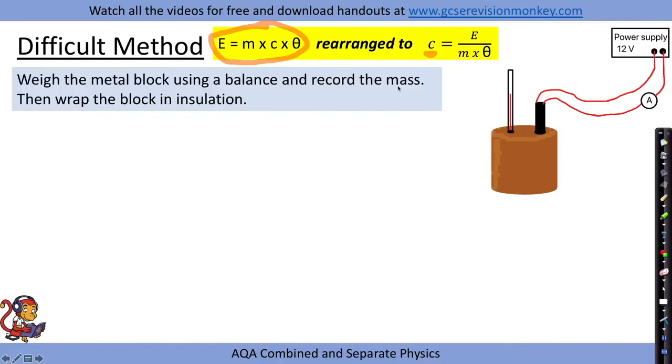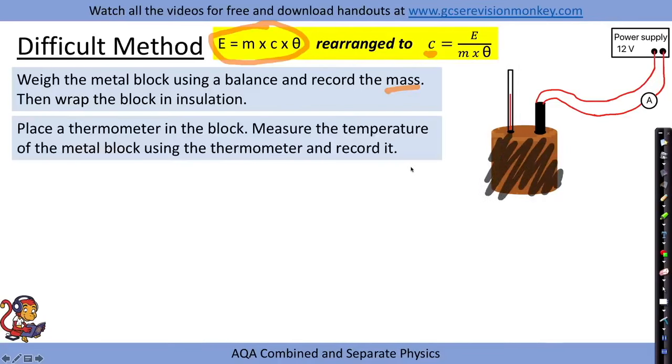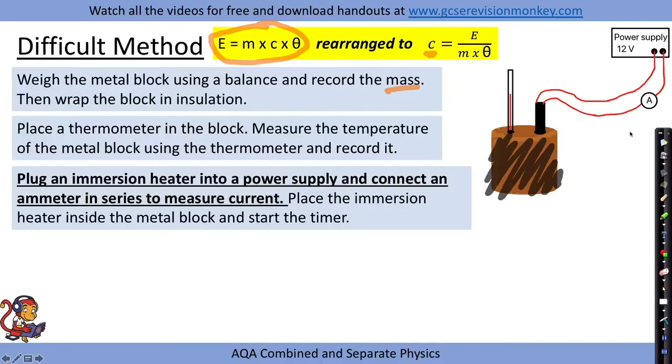Weigh the metal block using a balance to record the mass. Wrap the block in insulation to prevent heat transfer to the surroundings. Place a thermometer in the block to measure the temperature before. The next step is slightly different, however. This time we're going to plug an immersion heater into a power supply and connect an ammeter here in series to measure the current. We're going to then place an immersion heater inside the metal block and start a timer as we did previously. So rather than a joule meter this time, we've got an ammeter.